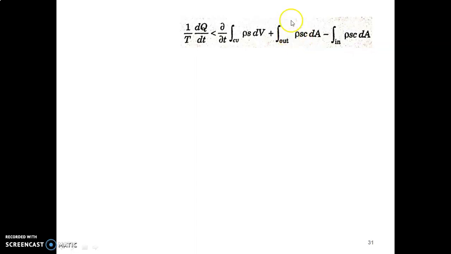Now taking this component, rho s C dA, rho is density, which is mass by volume, and small s is specific entropy, which is capital S by m. Masses get cancelled, a volume remains, and C into dA is actually dV, which is the arbitrary change in volume.